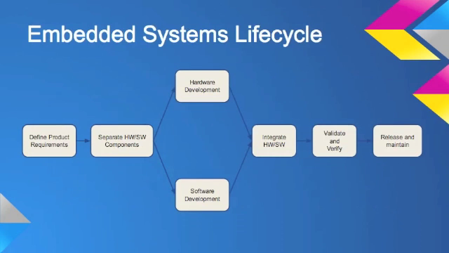As a part of this project, I decided to take my own software lifecycle and improve it. Here I have defined product requirements, which is part of the research phase. Separate hardware and software components, which is part of the prototyping phase. Separately do hardware and software development, which I will show you in the next coming slides. Integrate those hardware and software components. Validate and verify using the two methods that I will discuss later on. Release the product and maintain.